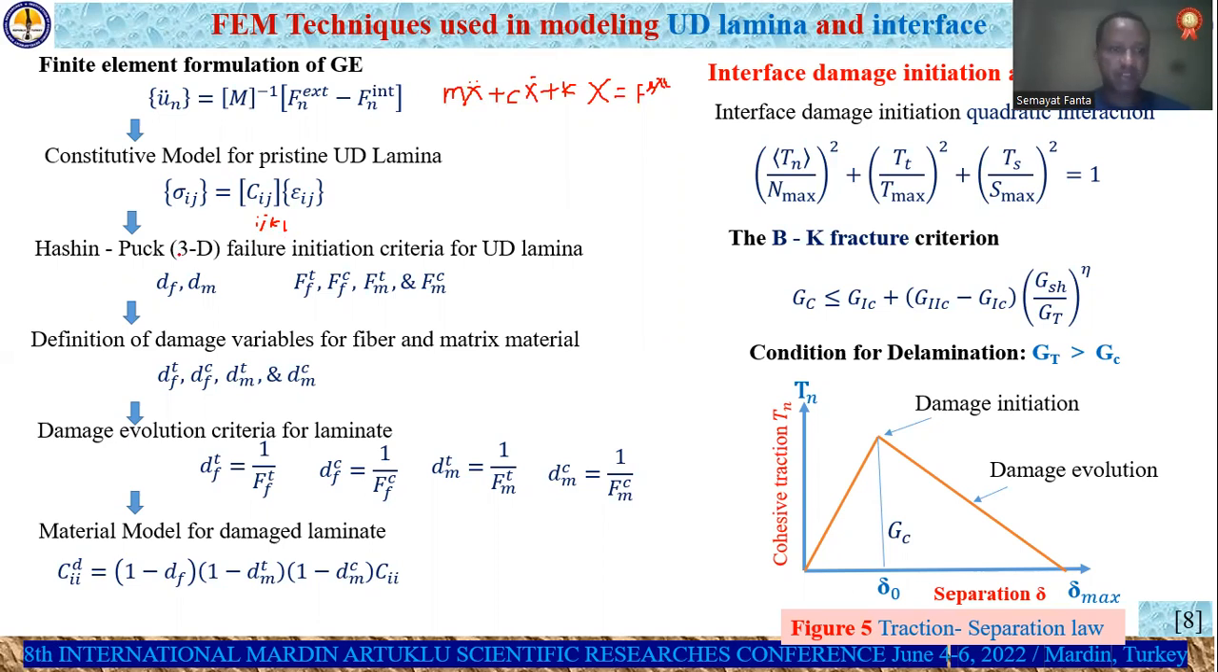And the Hashin failure criteria for damage initiation of UD lamina is defined. So for that, we need fiber failure in tension, fiber failure in compression, matrix failure in tension, and matrix failure in compression relations to be defined. So these relations are defined in terms of the material strength parameters and the stress parameters.